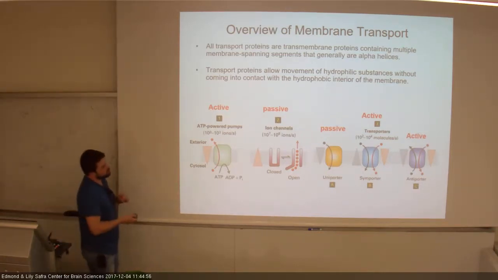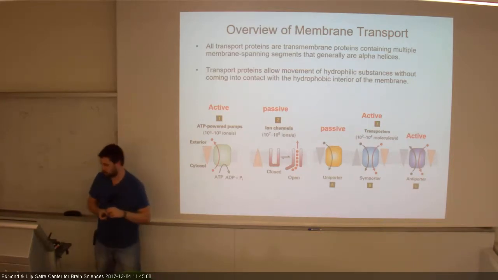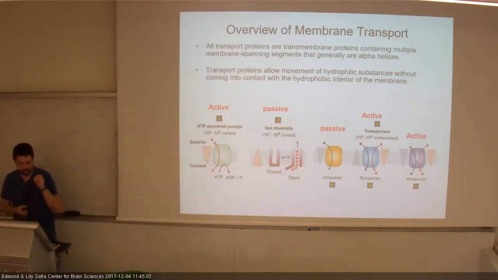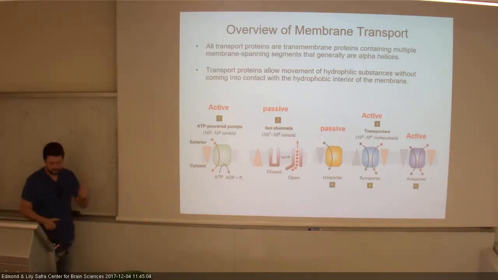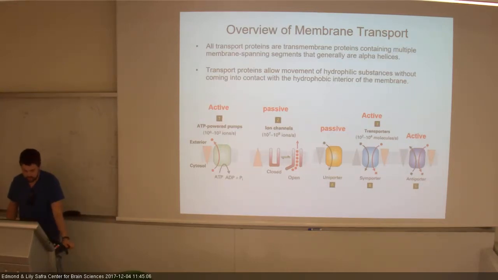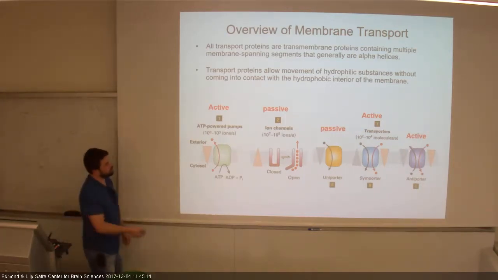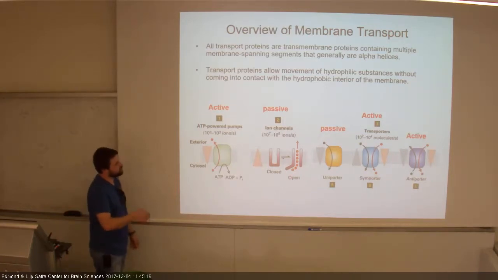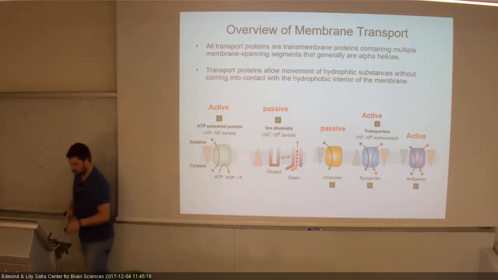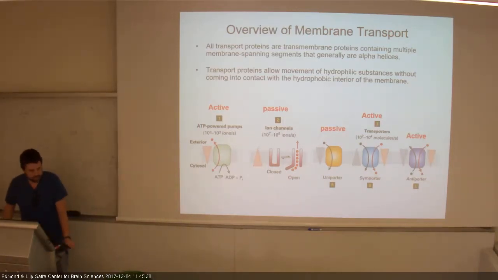Okay, so this potential energy in the form of concentration gradient is one of the most important aspects of cells in general, but neurons in particular. Hold that thought, and in the next class, we will get into detail about each one of these transportation methods.